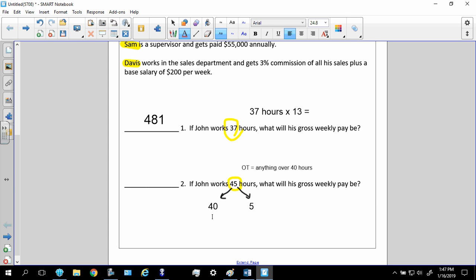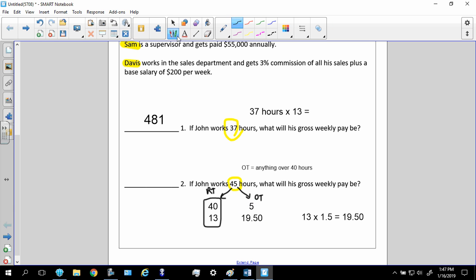Now, the regular time is $13 an hour. So I'm going to take 13 and multiply it by 40, because all this is regular time, RT. Now the overtime is different. Off to the side, he's making $13 an hour, but I'm going to times that by 1.5, because remember, overtime is most likely 1.5, which is time and a half. When I do that, I get $19.50. So he's making $19.50 for an overtime hour.